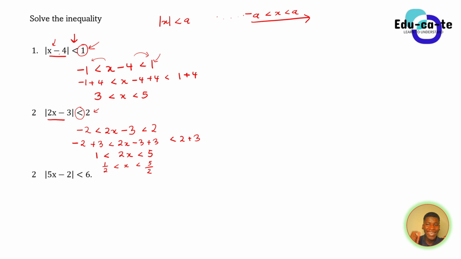So whenever you see less than, just make sure that you take whatever is under the absolute value sign, whatever is between these two lines, guys, and place it between negative of this number and positive of this number. So complete number 3, this one, on your own, and comment below if you were able to do it.